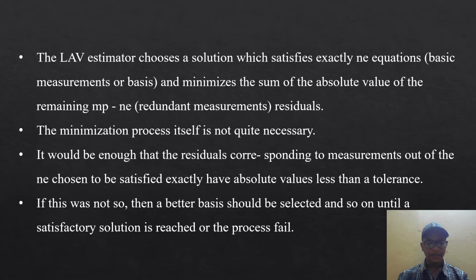The LAV estimator chooses the solution which satisfies exactly the n theta equations, the basic measurements or basis, and minimizes the sum of the absolute values of the remaining m_P minus n theta redundant measurement residuals. The minimization process itself is not quite necessary. It would be enough for the residuals corresponding to the measurements chosen to be satisfied exactly to have absolute values less than the tolerance. If this was not so, a better basis should be selected, and so on, until a satisfactory solution is reached or the process fails.